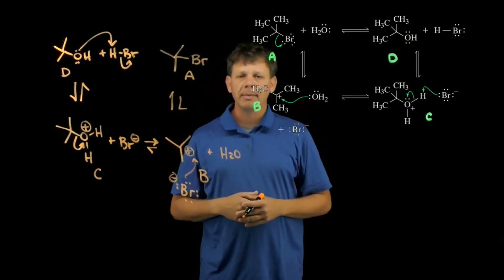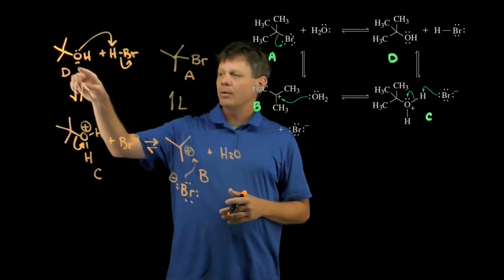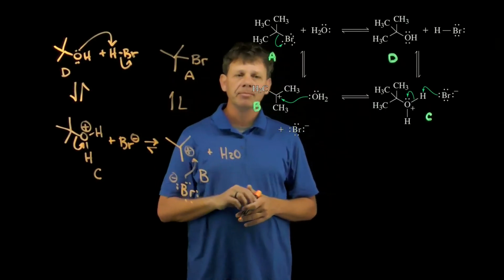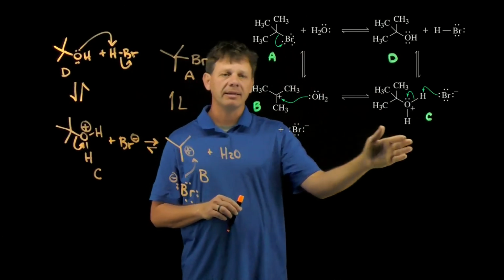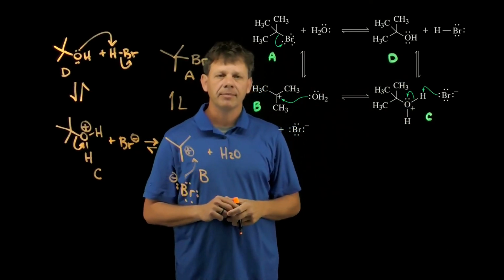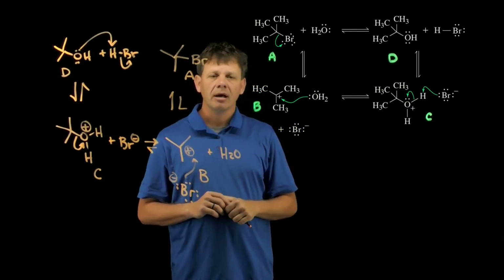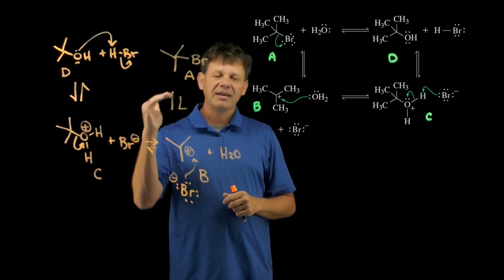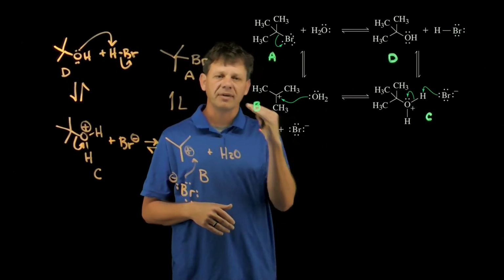So by showing the mechanism in this way, we realize that we've gone once again through C and B to get to A, just like we went through B and C to get to D. And so this is an application of the principle of microscopic reversibility that says the fastest way forward is the fastest way back.